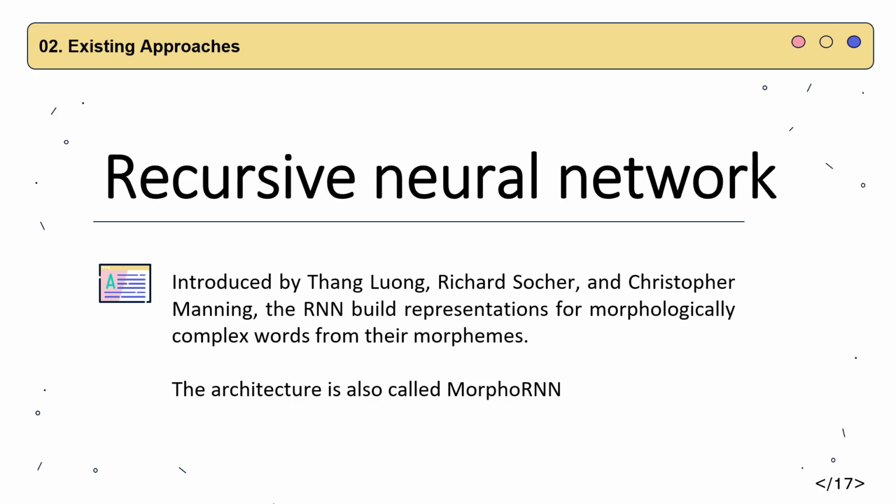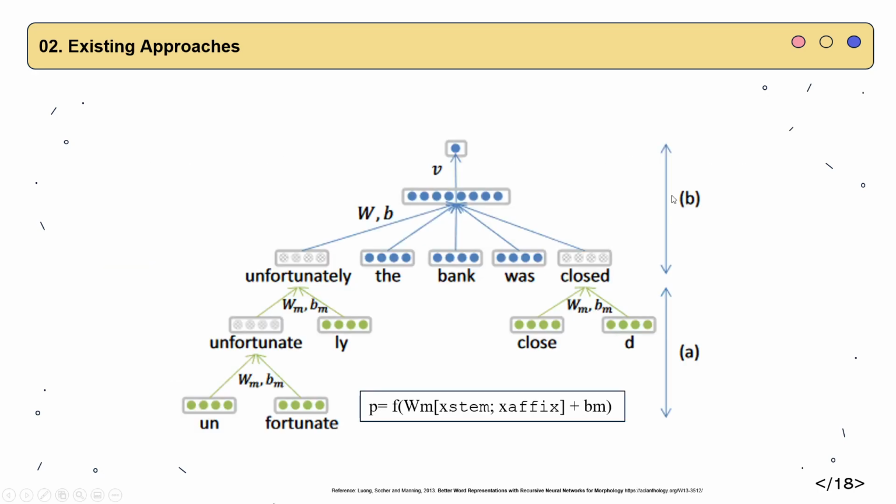The recursive neural network, or RNN, not to be confused with the recurrent neural network, builds representations for morphologically complex words from their morphemes. This architecture is also known as morphoRNN. So this is the workflow of morphoRNN.